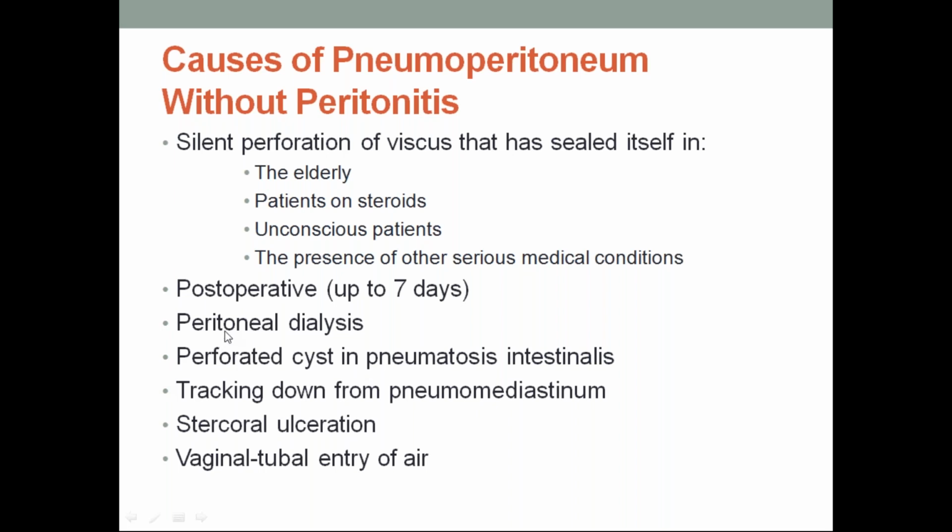And during peritoneal dialysis also, and in perforated cysts in pneumatosis intestinalis. I already told you about pneumatosis intestinalis, what is that? Gas within the bowel wall itself, and due to some cysts, if they are perforated, it will also mimic it. It is also one of the causes of pneumoperitoneum, but there will be no peritonitis. And tracking down from the mediastinum, stercoral ulcerations and vaginal tubal entry of air.